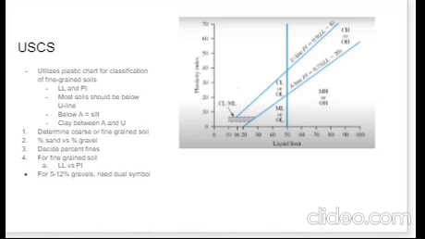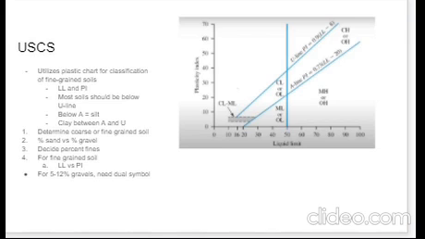100 minus the percent finer than number 4 tells you the percent gravel, and the difference between what passes through number 4 and number 200 will give you the percent sand. After you do that, you can decide the percent fines, which is what passes through number 200, and you can calculate the necessary parameters for fine-grained soil, which uses the plasticity chart for classification.